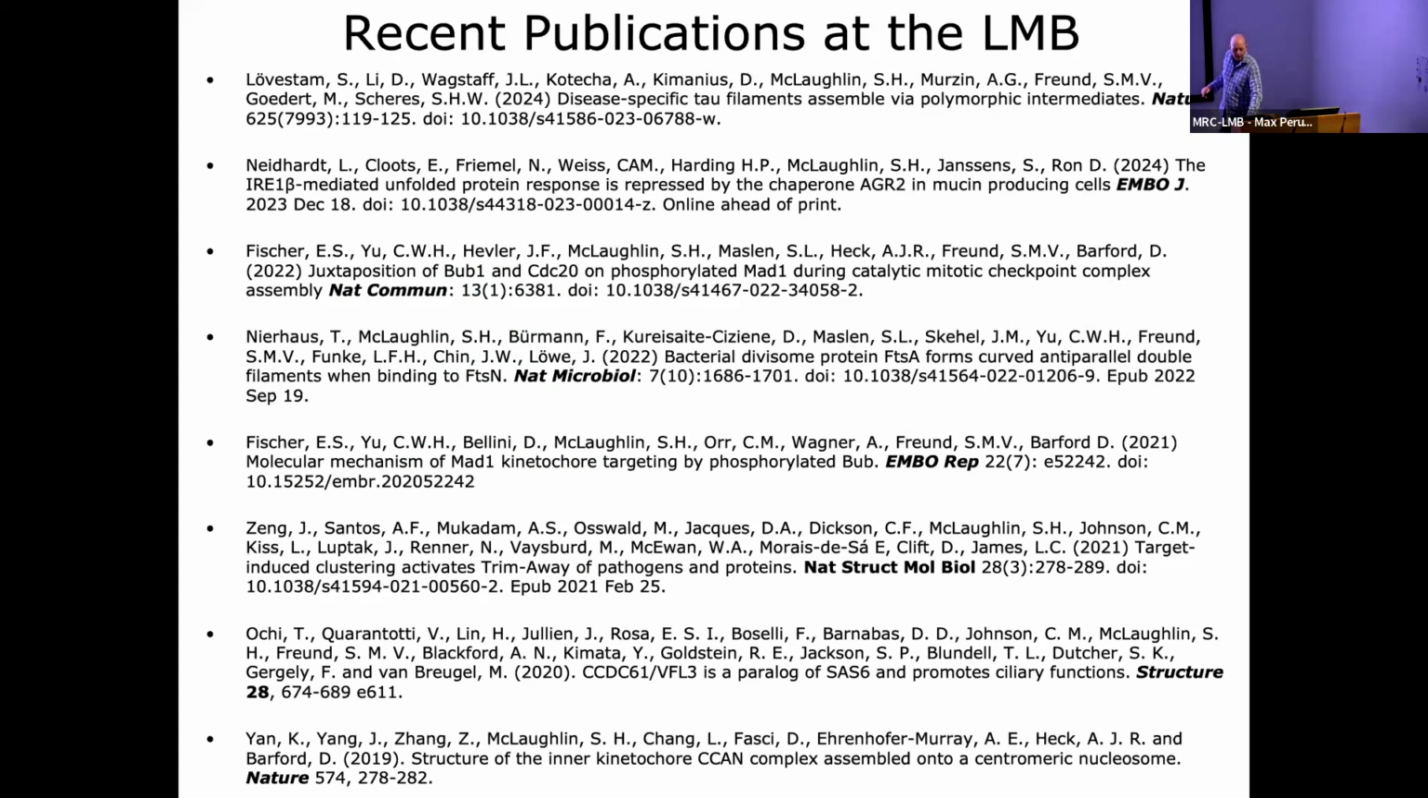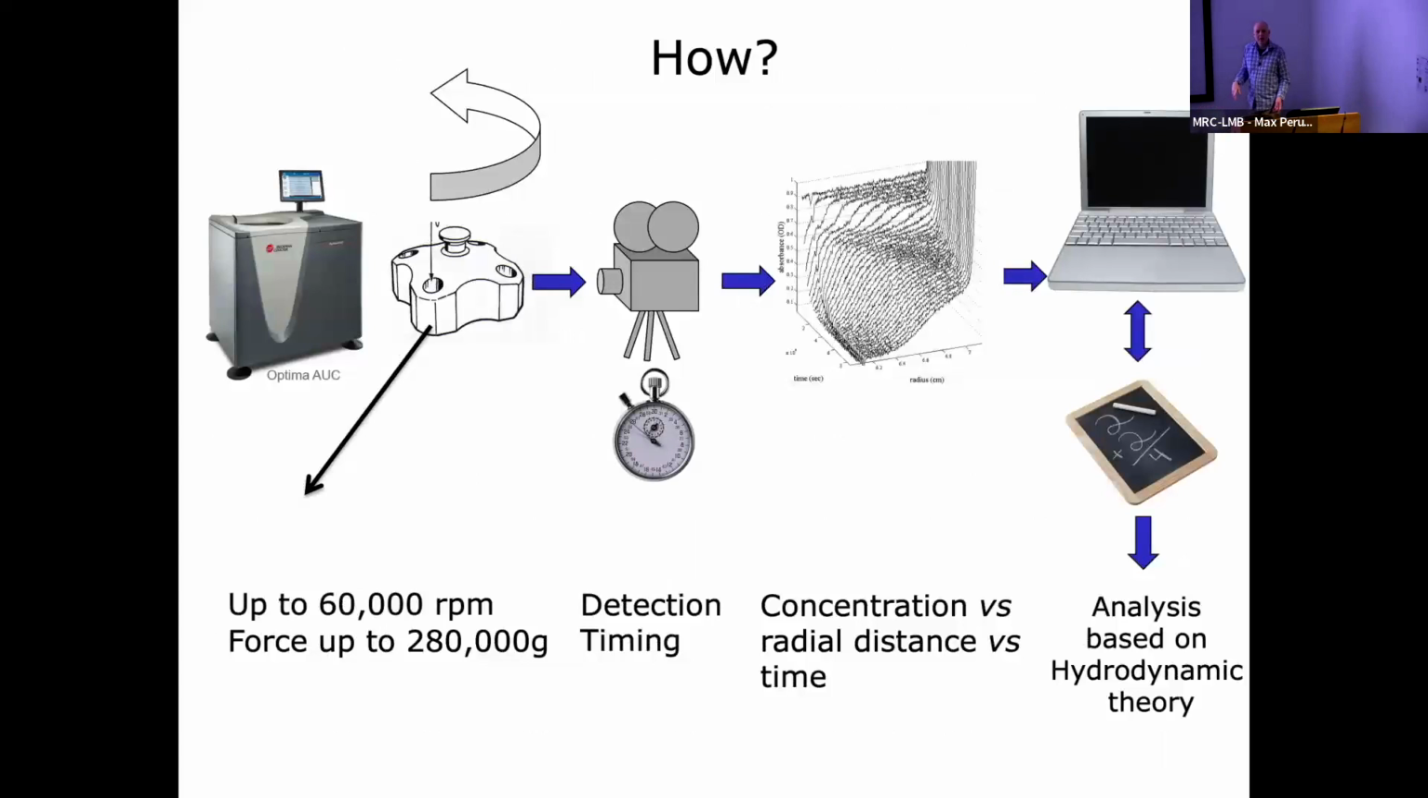Okay, so you think, well, AUC just spins stuff. That's very simple, isn't it? But it's actually complicated if you think about it, because not only have you got to spin something up to like 60,000 RPM, you've also got to be able to film and look at how things are sedimenting in real time.